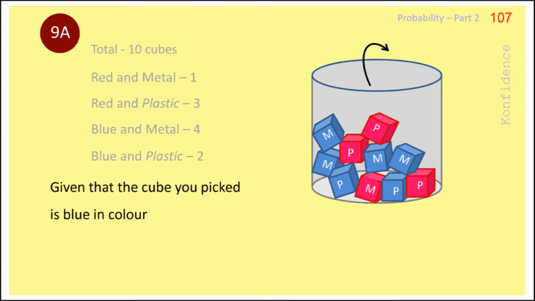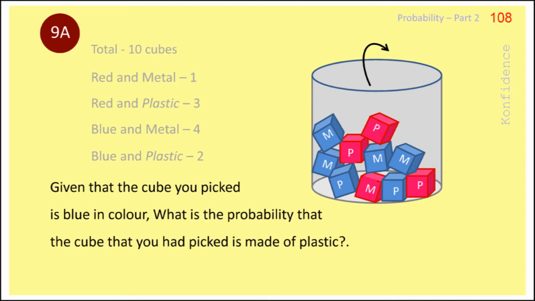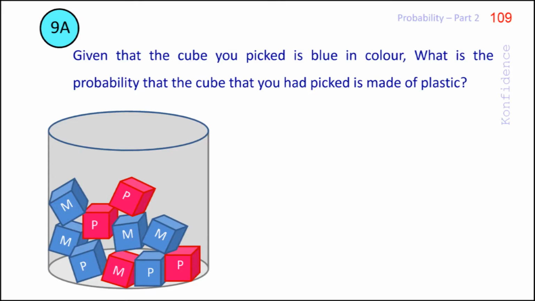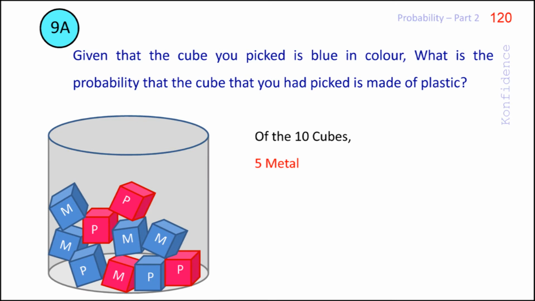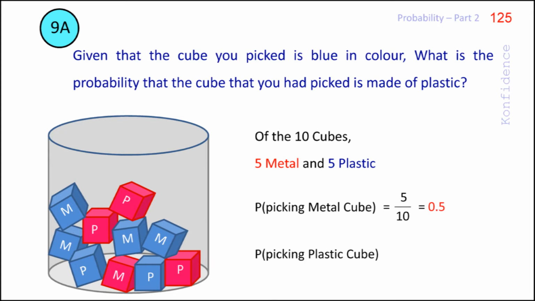Given that the cube you picked from the can is blue in color, what is the probability that the cube that you had picked is made of plastic? Let us analyze the situation. Picking any of the 10 cubes from the can is equally likely. Of these 10 cubes, 4 of them are red in color and 6 of them are blue. So, the probability of picking a red cube from the can will be 4 by 10 or 0.4. Similarly, the probability of picking a blue cube from the can is 6 by 10 or 0.6. Of the 10 cubes, 5 are made of metal and 5 are made of plastic. So, the probability of picking a metal cube from the can will be 5 by 10 or 0.5. And the probability of picking a plastic cube from the can will also be 0.5.